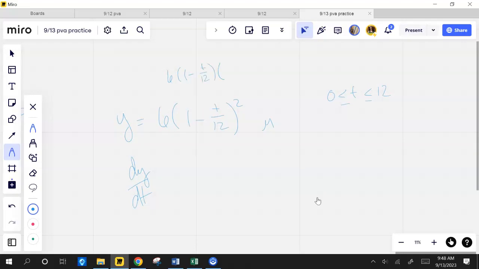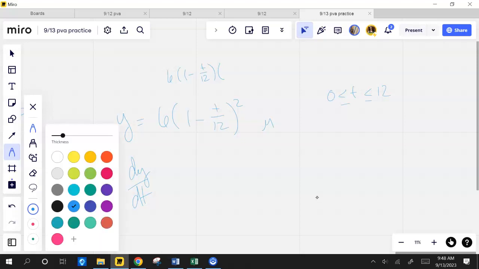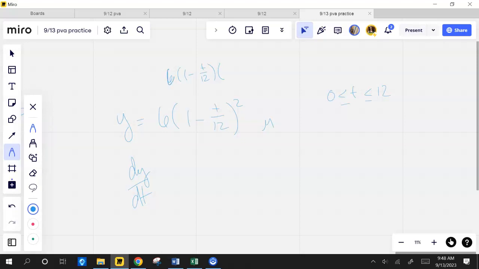Yep. What if I make this bigger? Or do you want me to change it to black?